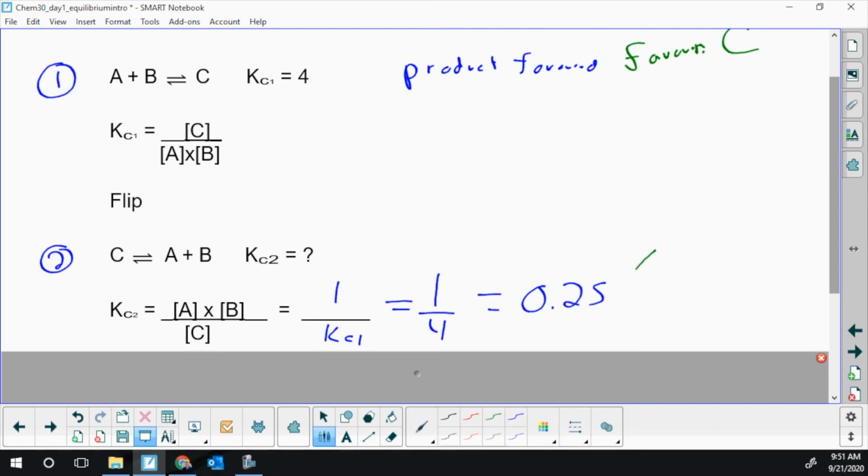Which, that's less than 1. So this is reactant favored. It's going to favor the beginning, which is C again. So we haven't really changed the chemistry. We flipped it around. It still favors C. It's going to use up most of the A and the B. It's going to make mostly C. No matter which way we write it, we still get that fundamental science.